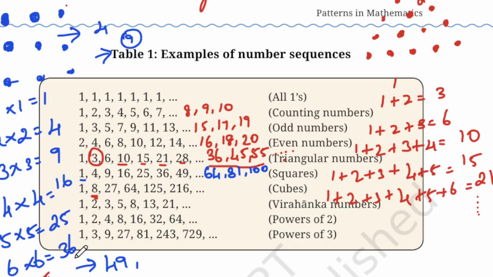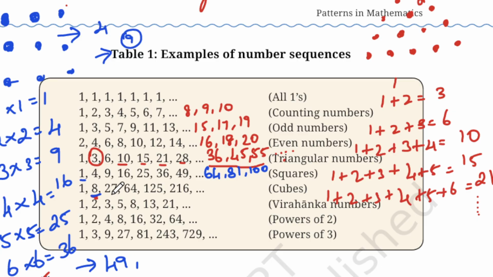Okay, and cubes. Cubes are very easy. So what is a cube? Cubes are the numbers that are formed by multiplying a number by itself 3 times. For example, if you have 1, 1 into 1 into 1 is 1. If you have 2, 2 into 2 into 2. 2 2s are 4, 4 2s are 8. So the second number is 8.